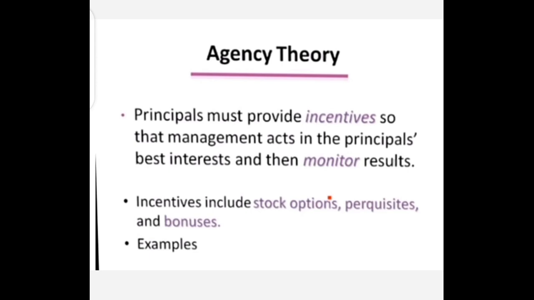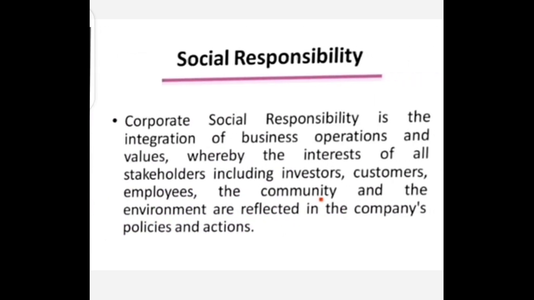Agency relationship is the relationship between the principals and the agents. Principals must provide incentives so that management acts in the principal's best interest, and then monitor results. Incentives include stock options. The principals may provide stock options, meaning they will provide that many shares, as well as perquisites and bonuses.